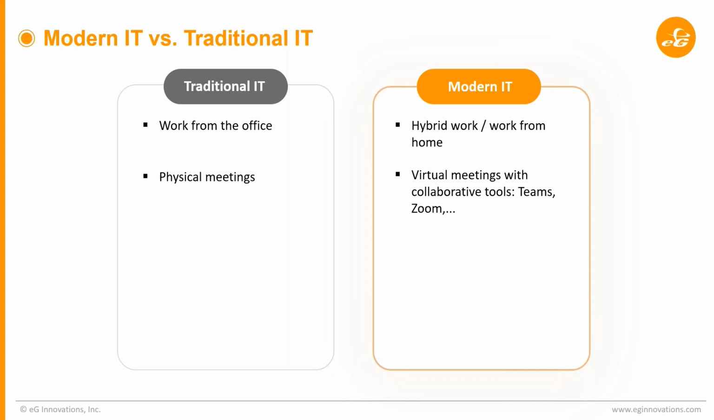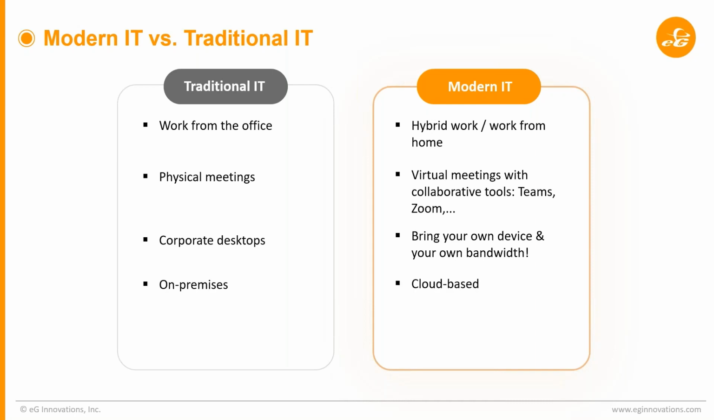As a result of this, physical meetings have given way to virtual meetings using Teams and Zoom and other tools. Corporate desktops have been replaced by bring your own devices, sometimes even bring your own bandwidth. So from a troubleshooting perspective, IT teams have had to troubleshoot issues that they've never had to deal with before. A user connecting from home saying it's slow, is the issue really in your home network or could it be in your corporate network?